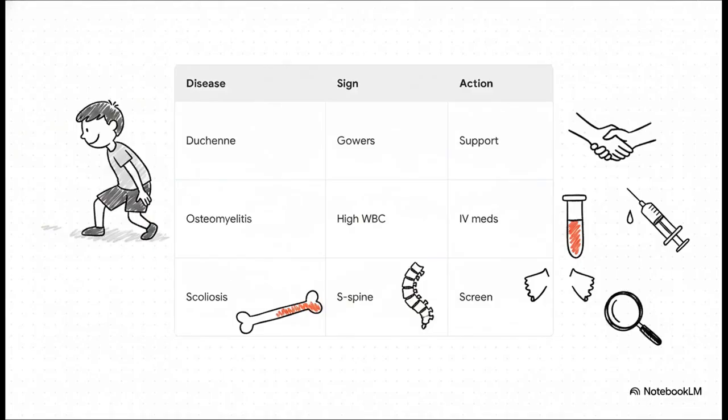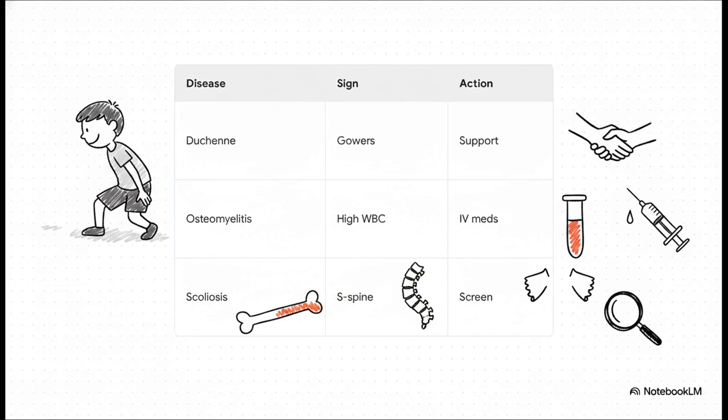Okay, we're going to do a rapid-fire rundown of the absolute most testable pediatric musculoskeletal diseases. Think of this as your high-yield cheat sheet. First up, Duchenne's muscular dystrophy. It's a progressive disease primarily seen in boys. The classic, highly testable sign here is Gower's maneuver, which is this characteristic way the child uses their hands to literally walk up their own legs to rise from the floor because of severe pelvic weakness. Treatment for this is heavily supportive to prevent contractures.